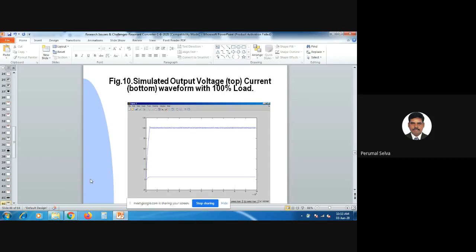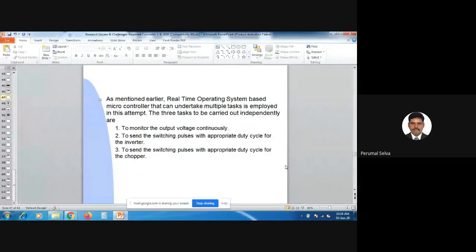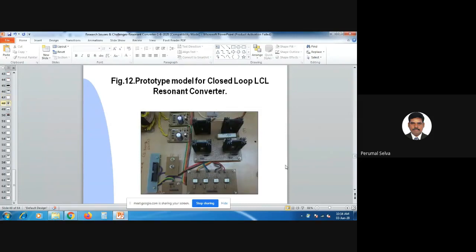This is a simulated output voltage, current and voltage waveform with 100% voltage. Next slide, sir. So this is a prototype model for a closed loop LCL resonant converter. Next slide.